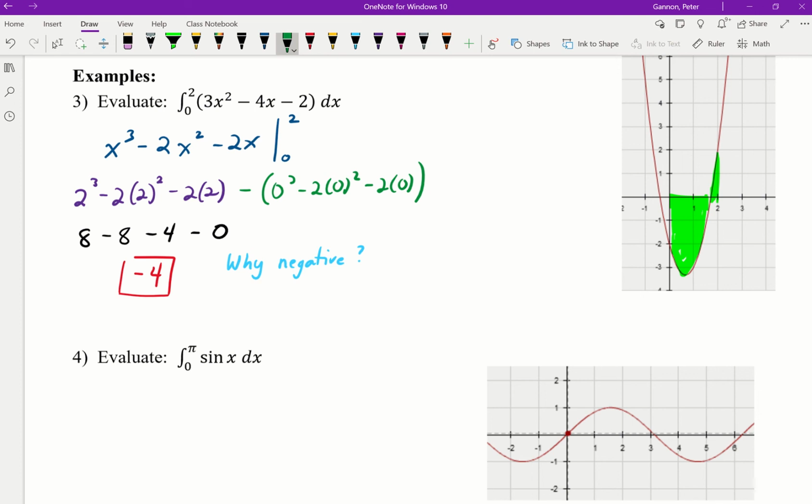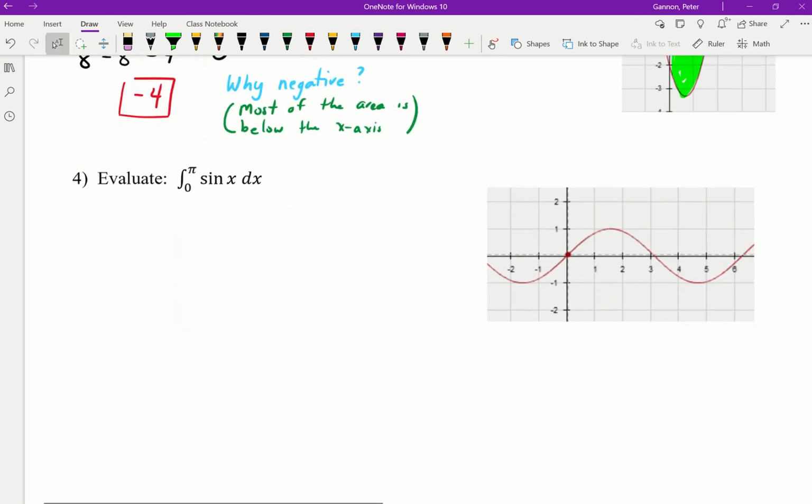You want to be careful not to say because the area is below the x-axis. You want to say, in this case, because most of the area or more of the area is below the x-axis. Now, if all of the area was below the x-axis, you would be okay saying because the area is below the x-axis. But when it's a combination of some below, some above, you want to make sure you specify that difference.